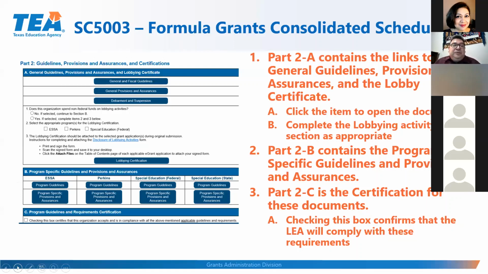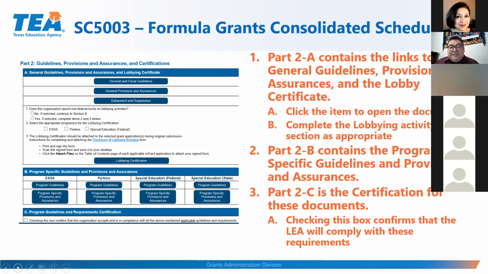And then part 2 are just our general and fiscal guidelines, the provisions and assurances, debarment and suspension. Those are required for all federal grants. The buttons there are the links to the actual documents so that you can go through and read them. If you have time, I would go ahead and open them, save them, look through them, because you are confirming that you're going to abide by these federal guidelines and assurances.